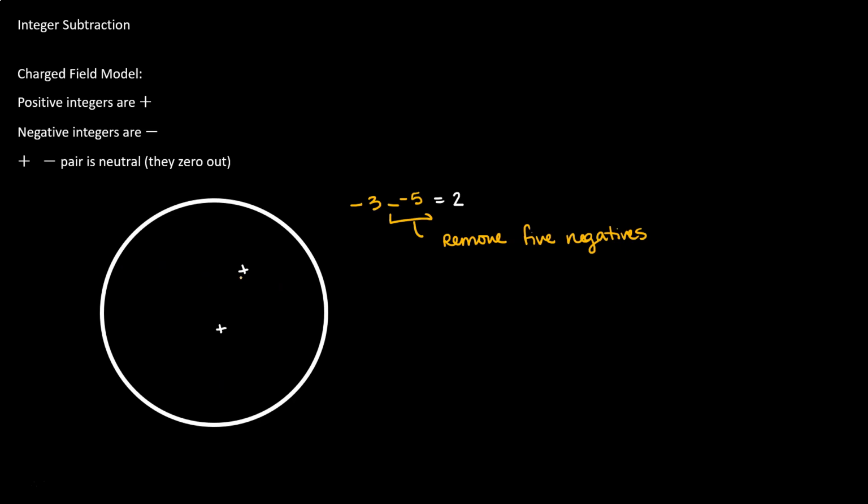And I still get the 2 positives remaining. So I get the same answer. So don't worry about adding too many neutral pairs. It's kind of foolproof. Just make sure that you count them up correctly at the end.